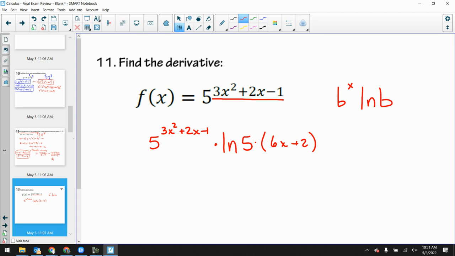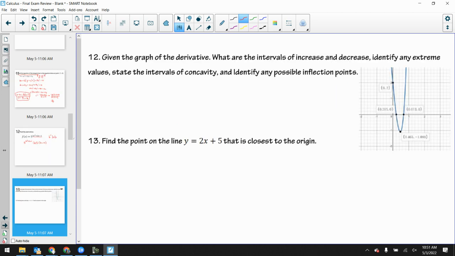Let's do 12, and then we can be done for today. Because this 13 is going to take me a while. Given the graph of the derivative, what are the intervals of increase, decrease? Identify the extreme values, state the intervals of concavity, and identify any points of inflection. This is kind of like, remember the technology section that we did, the Desmos section that we did? This is kind of how I'm going to ask that.